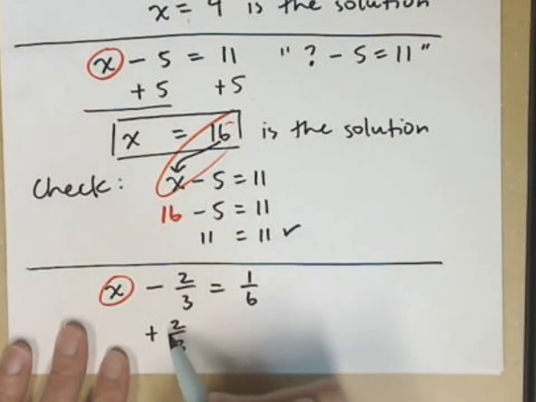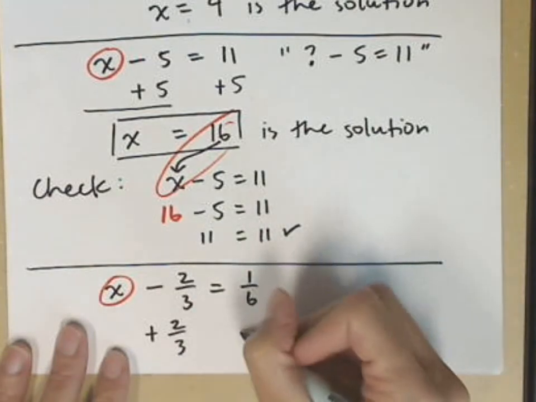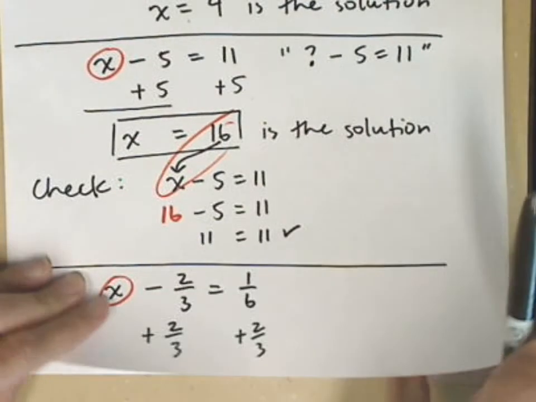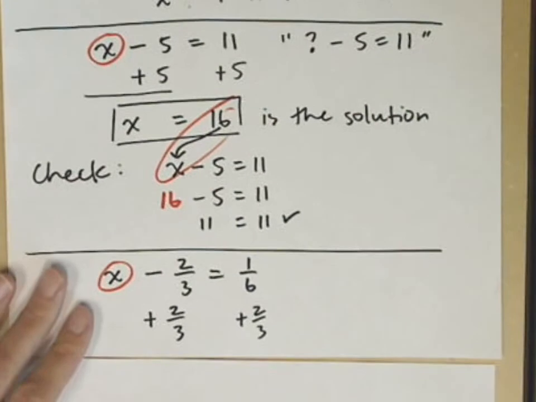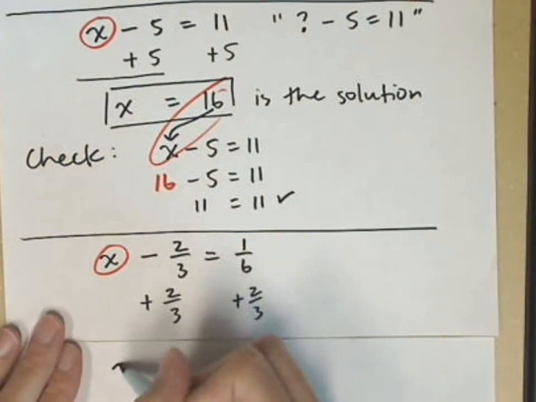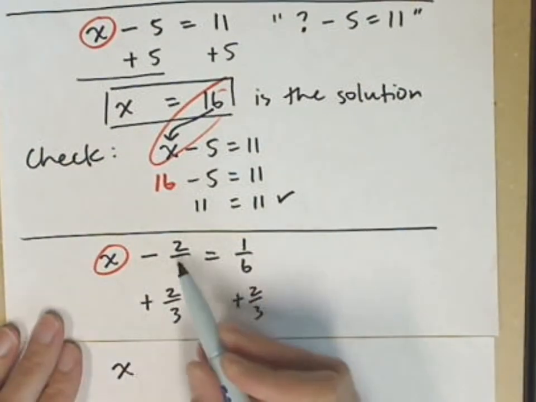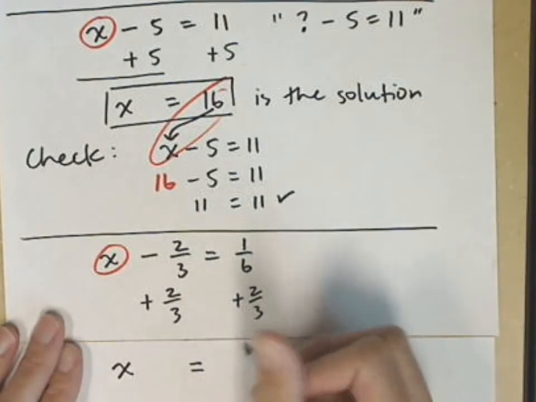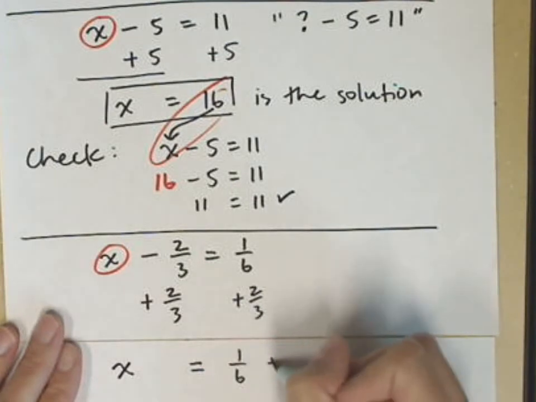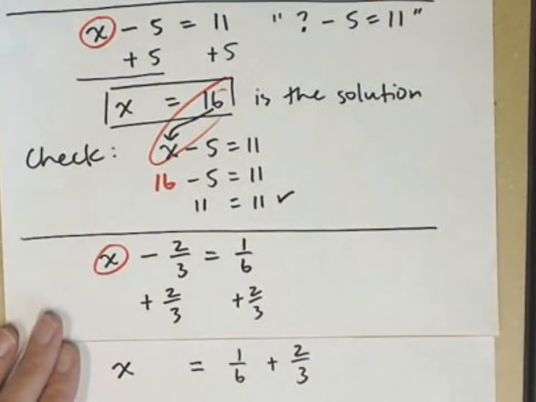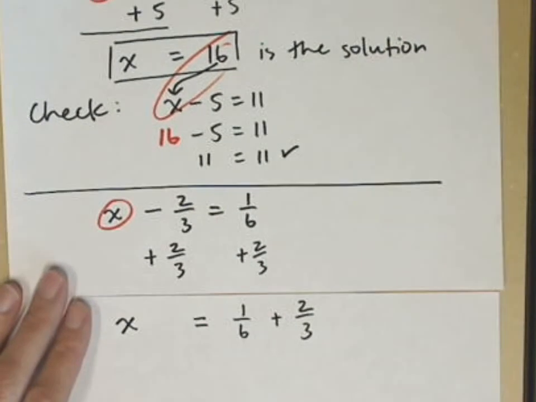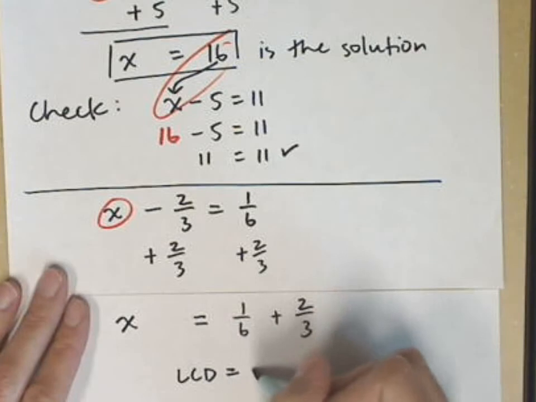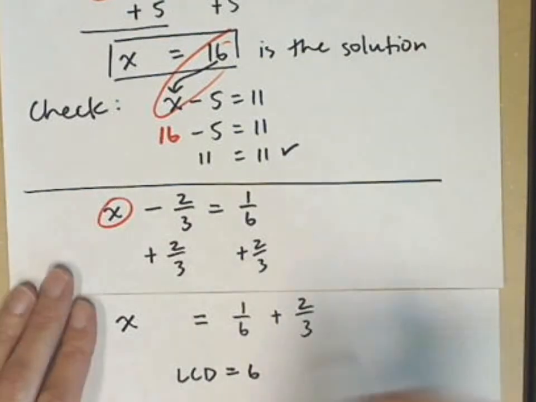Negative 2/3 plus 2/3 is 0, so that goes away. But I need to do that plus 2/3 on the other side as well. So I've accomplished my goal, which is getting the x isolated, x by itself on one side. Negative 2/3 and 2/3 is 0, so I don't need to write that, equals, but I've got a little bit of work to do with my fractions. So I've got 1/6 plus 2/3. I need a least common denominator. 6 and 3 both divide into 6, so my least common denominator is 6.